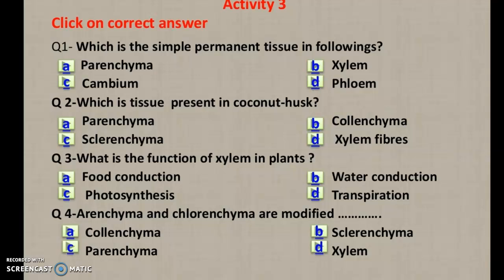Okay, now some MCQs. Number 1, which is the simple permanent tissue in the following? See the options. Second, which is the tissue present in coconut husk? Number 3, what is the function of xylem in the plants? Number 4, dash and chlorenchyma are modified dash.